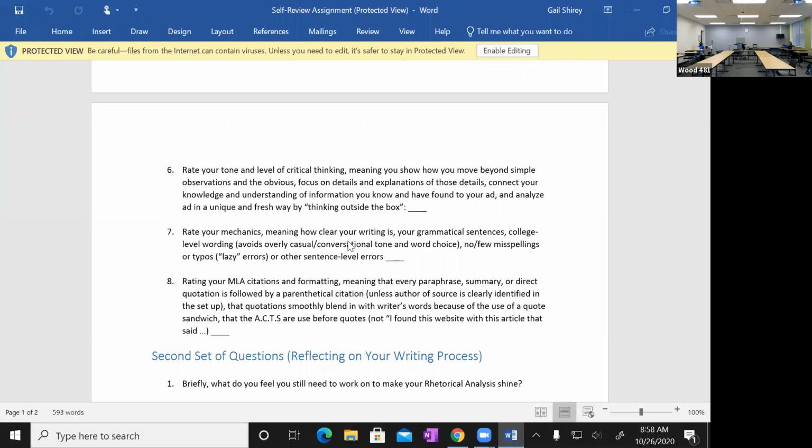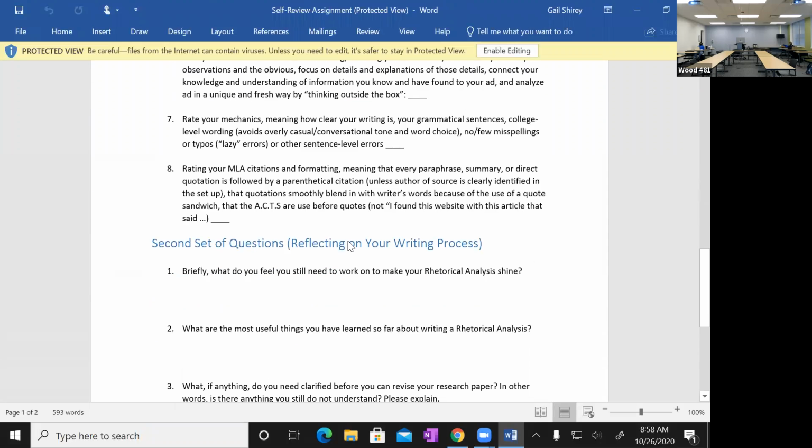Okay. Then number 7, rate your mechanics. In other words, grammar, spelling, capitalization. Is it pretty clean? Do you have a lot of errors? Then finally, 8, rate your MLA citations. Do you have in-text citation? Did you do the signal phrases before the quotes? Do you have the works cited page?